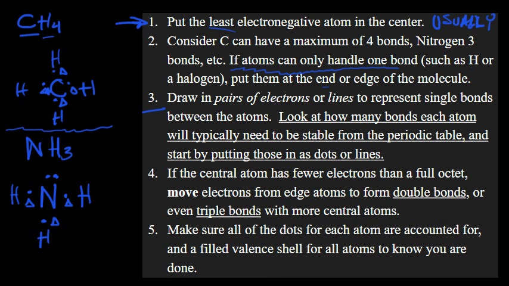So let's go ahead and continue. In some instances, this won't work. If we have single bonds, we may need something like a double bond, and I'll go through examples of that later. But step 4 says if the central atom has fewer electrons than a full octet, move electrons from edge atoms to form double bonds or even triple bonds with more central atoms. I'm going to do a second screencast based on this material and show examples of what that looks like right after this. There should be a link coming up in a moment for that.